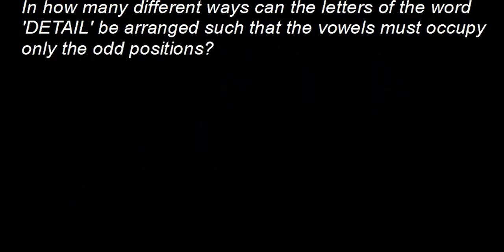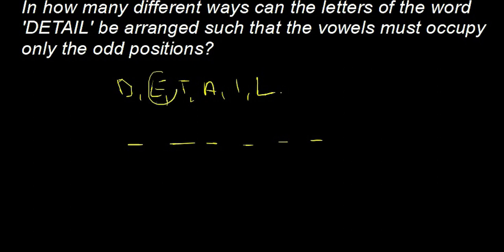Next question, in how many different ways can the letters of the word DETAIL be arranged so that the vowels must occupy only the odd positions? So this is quite different actually. D, E, T, A, I and L. So 6 letters are there, so obviously 6 places are there. Out of them, the vowels should occupy the odd places. So what are the odd places? This one and this one.